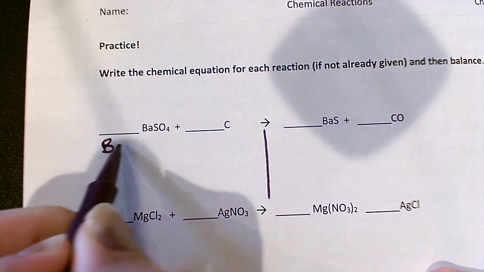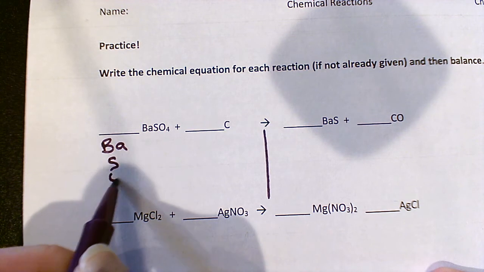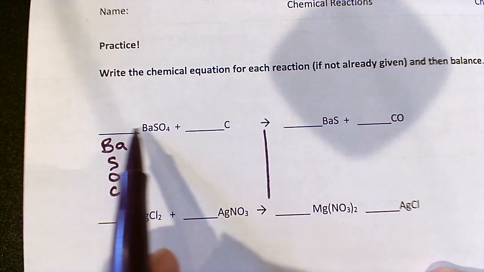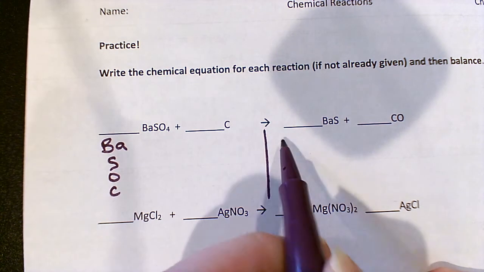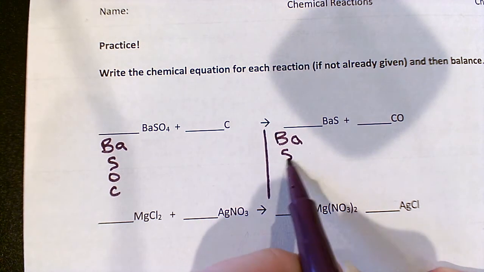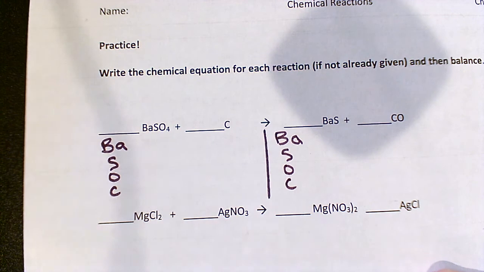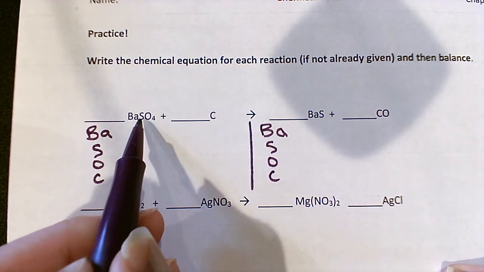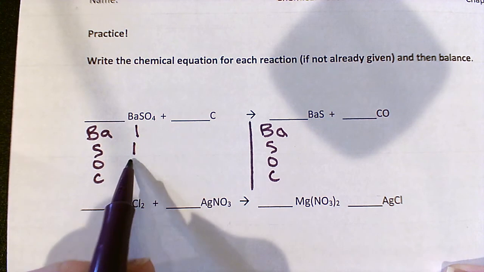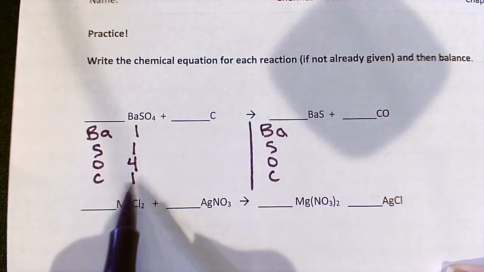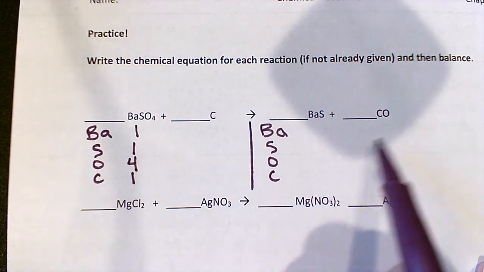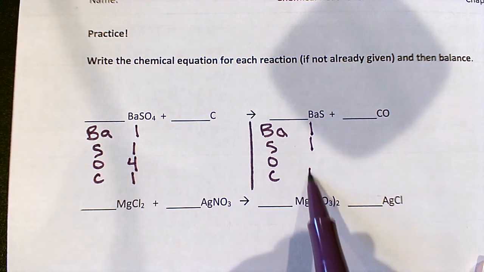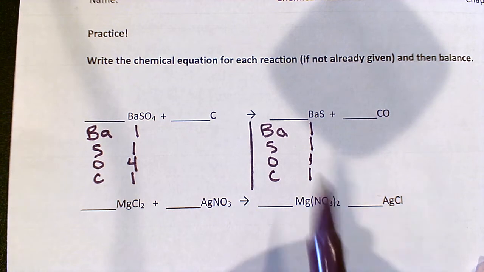So I have some elements here: barium, sulfur, oxygen, and carbon. You're looking at the whole side, not just this first element. And I like to write them in the same order over here. It just gets easier to compare. So I have how many bariums? Just 1. Sulfurs, 1. Oxygens, 4. Carbons, 1. On this side, I have 1 barium, 1 sulfur, 1 carbon, and 1 oxygen.